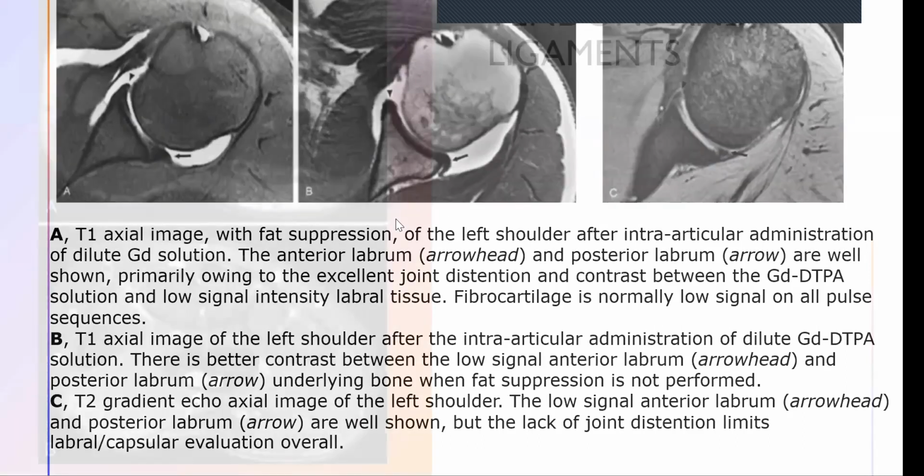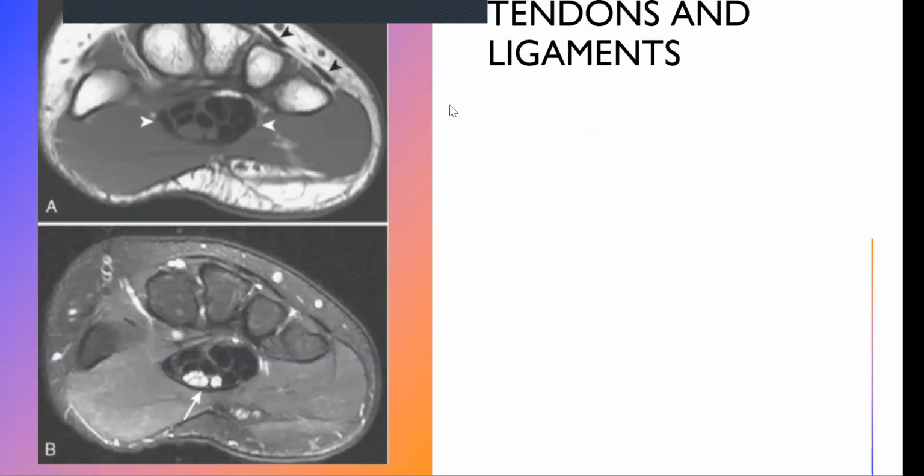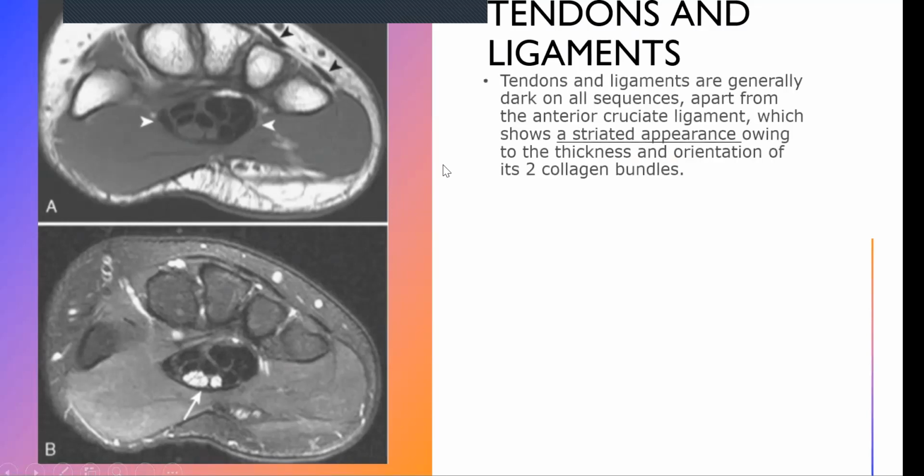Okay. So what about tendons and ligaments? Let's see this one. All right. So what about these pictures? Look at the tendons and ligaments, which are generally dark in all sequences, like the fibrocartilage.